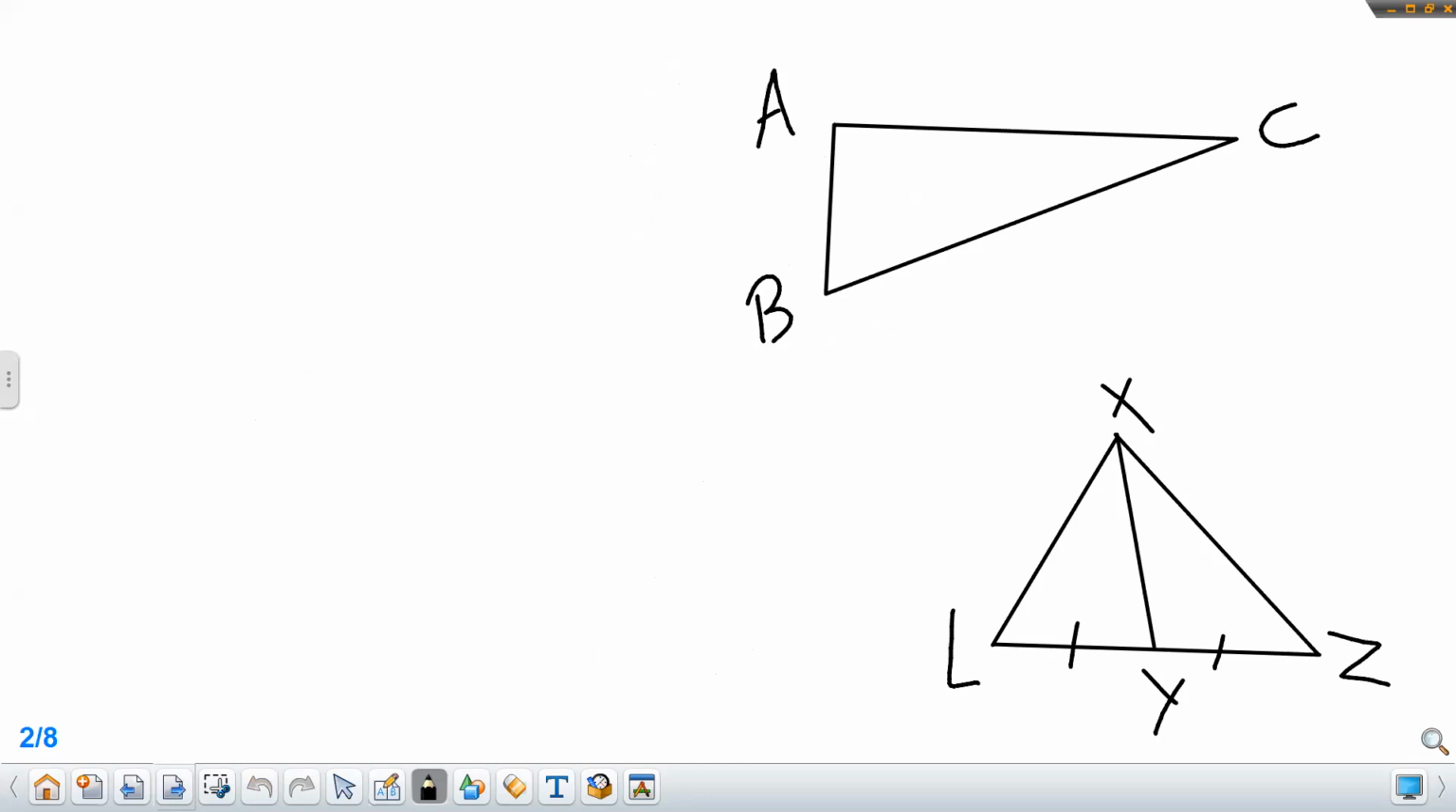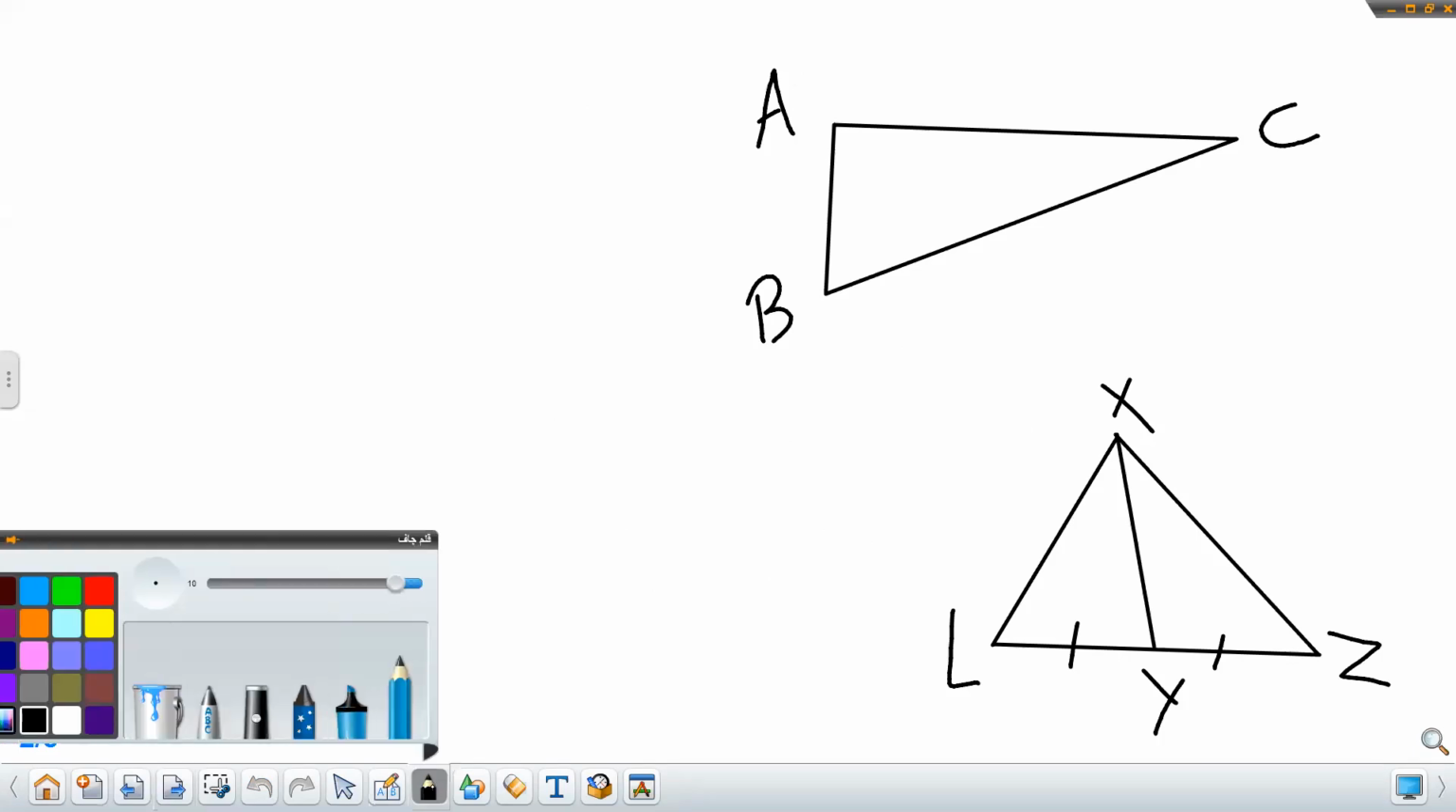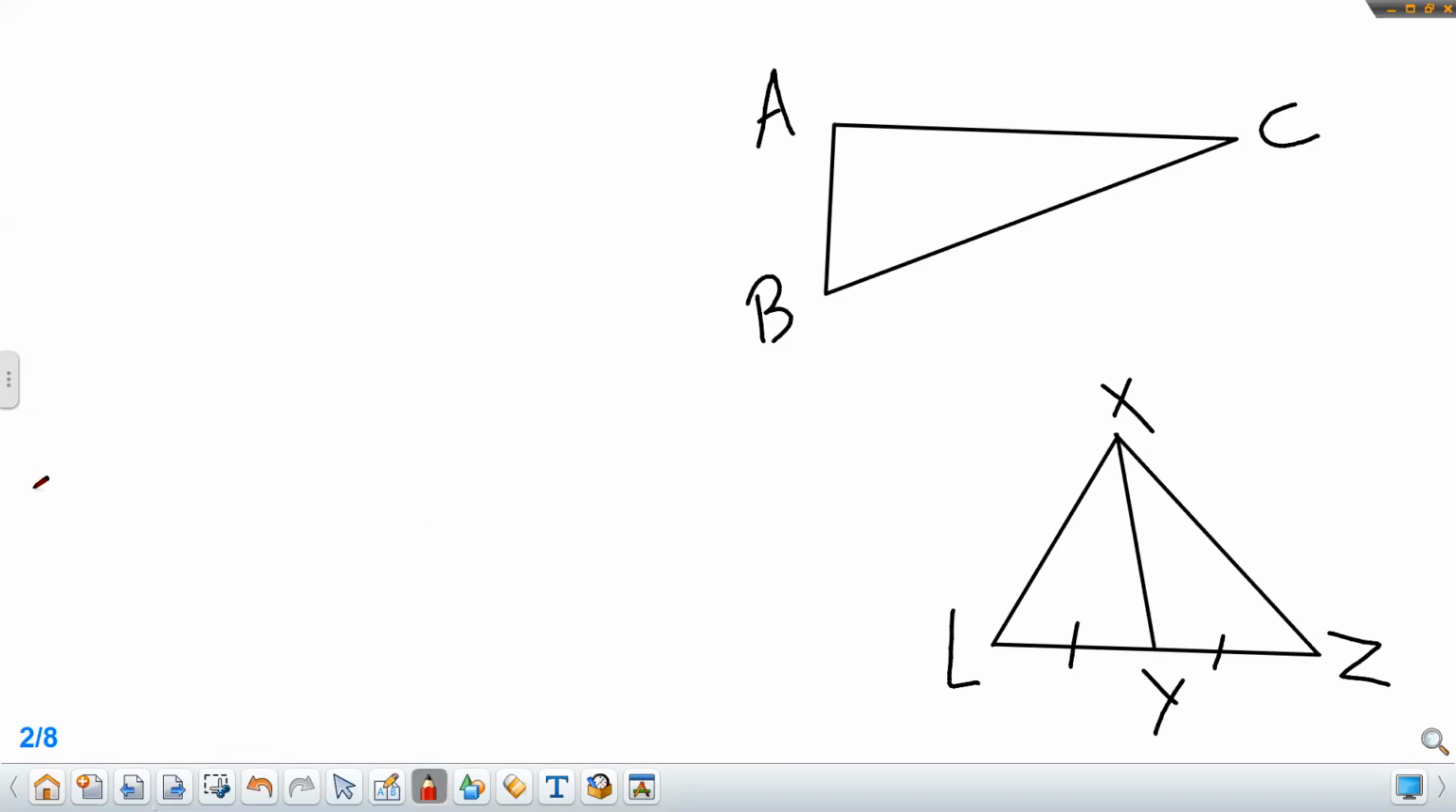If you have a triangle like ABC, and we note that BC is bigger than AC and bigger than AB. So if you have two unequal sides in a triangle, the bigger side is opposite to the bigger angle, and the smaller side is opposite to the smaller angle in measure.